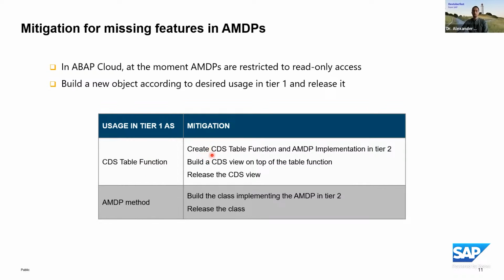Then the mitigation would work as follows. You would create the CDS table function and its implementation in tier 2. You would create a CDS view on top of that table function and then release the CDS view. And by that, it becomes accessible from tier 1. If you need a pure AMDP method, then you create the class and the implementation of the AMDP in tier 2, and you release the class for cloud development.